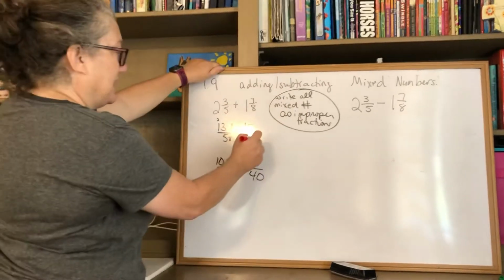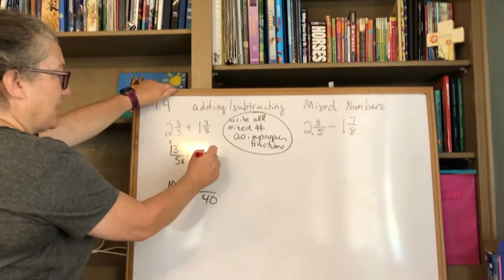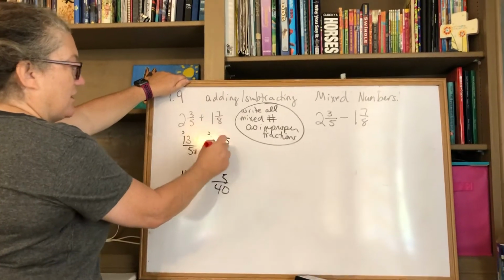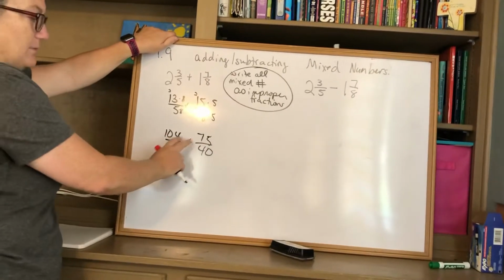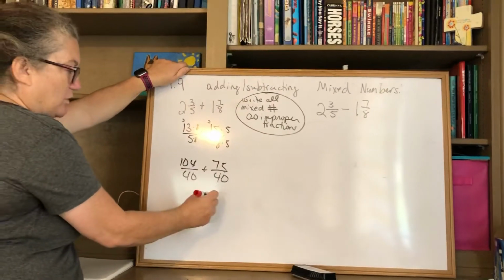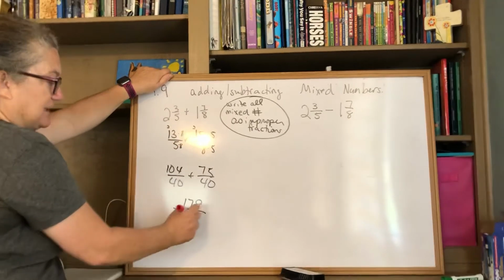Over here we have 8 times 5, 15 times 5. 5 times 5 is 25. 5 plus 2 is 7. So now you have 104 plus 75. 5 plus 4 is 9. And then that's 17 over 40.